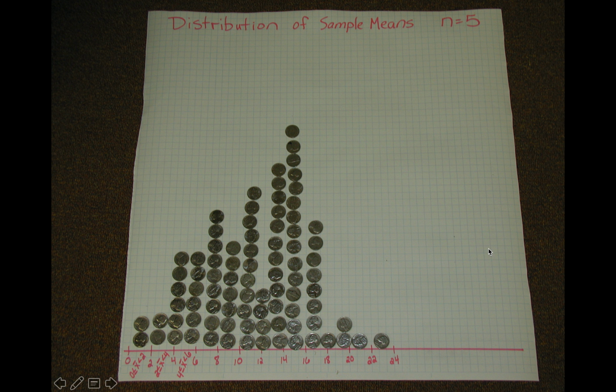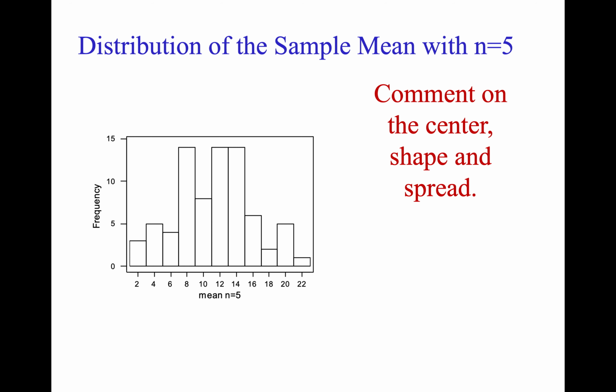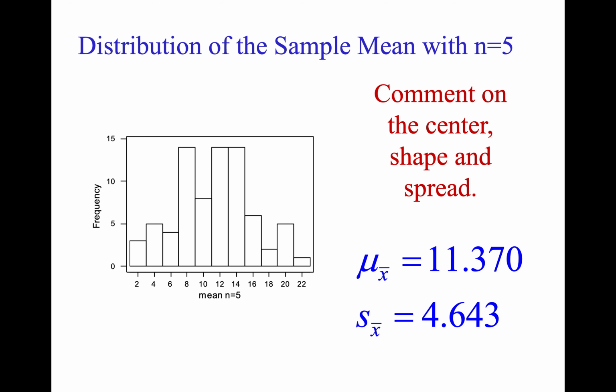But notice the center, shape and spread. The center still looks like it's around the same, but the shape, all of a sudden, has lost a lot of its skewness, even when n was just 5. It looks a lot more symmetrical than it did before. It's still kind of spread out from 2 to 22. If you calculate the mean, and notice my symbol, I'm calling this now mu sub x bar, because this is a sample of size 5. The mean didn't change very much from what I had for the population. The standard deviation is much smaller, about 4.6.